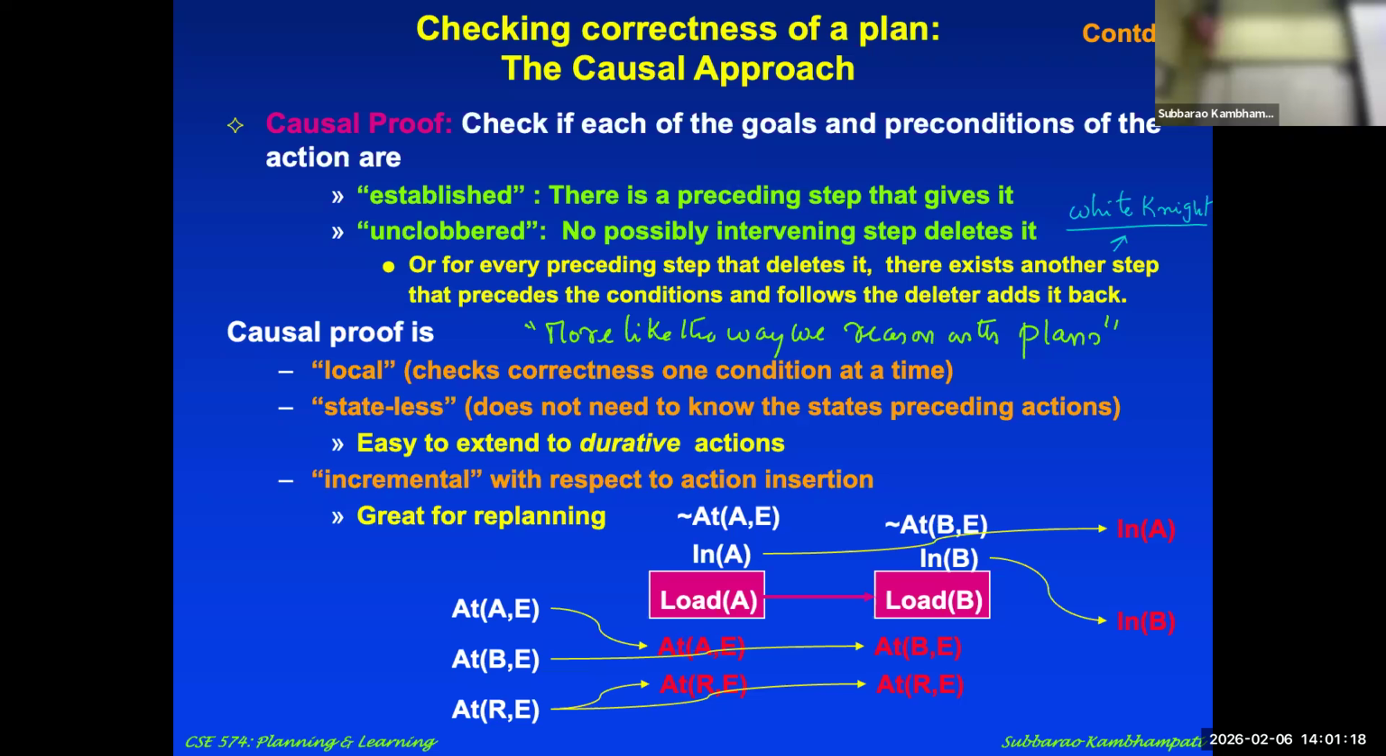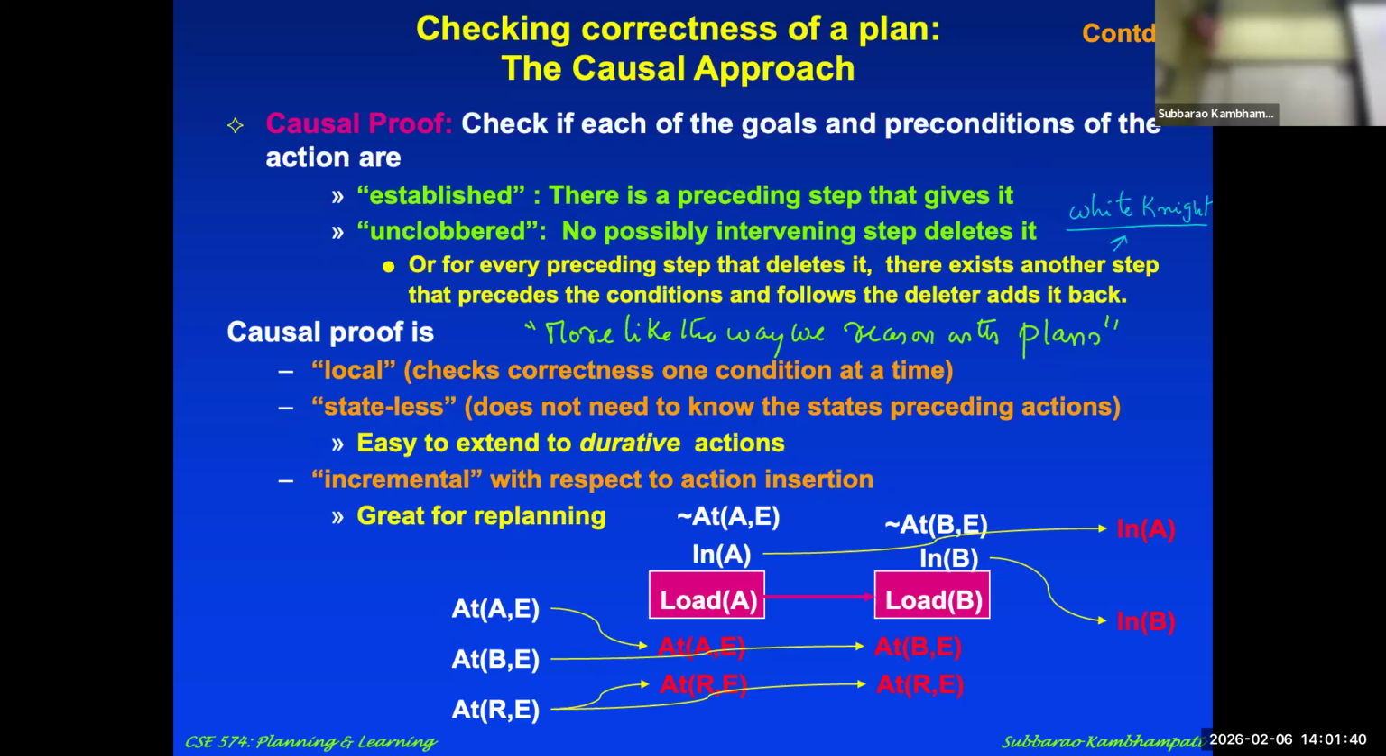Yes. For the example for the initial state at RE, are there two causal links to the same precondition? Are there two causal links to the same thing for at RE? Yeah. The initial state is giving two causal links to two different preconditions.